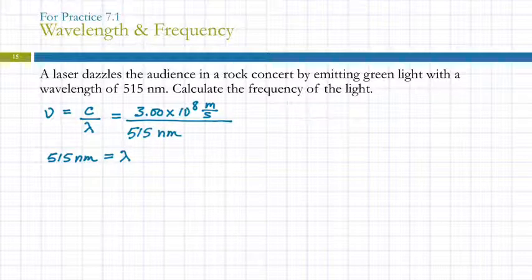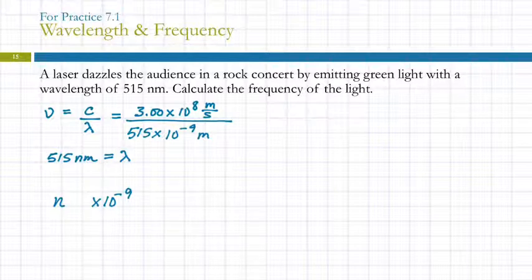A very fast way to change this into meters is just to make use of what the n stands for. Nano stands for times 10 to the minus 9. So instead of writing the prefix nano, I can write times 10 to the minus 9. So I'm going to take my 515 nanometers, and instead of nano, I'm going to write times 10 to the minus 9 meters. That is not in standard scientific notation, but your calculator understands it, and so it'll work just fine.